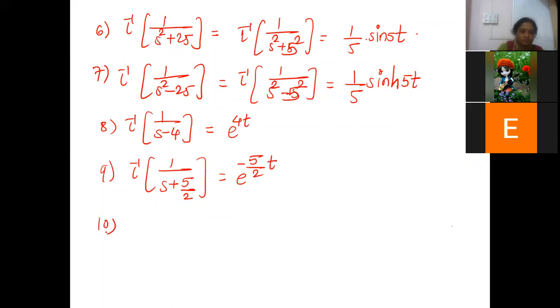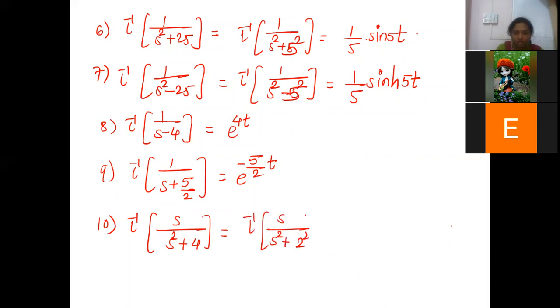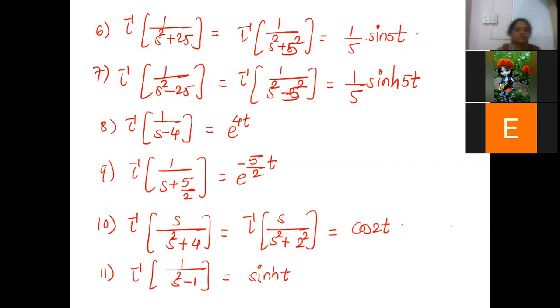Next, Laplace inverse s upon s square plus 4. cos 2t. This is square of something, and that something is your a, right? So it is cos 2t. Very good. Next, Laplace inverse of 1 upon s square minus 1. 1 upon 1 sin hyperbolic t. Right? 1 upon 1 is 1, so it is just sine hyperbolic t. a is 1 here.